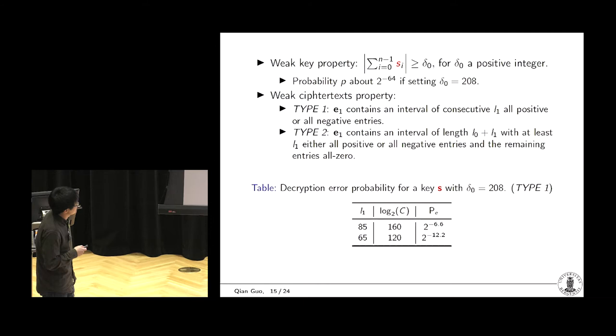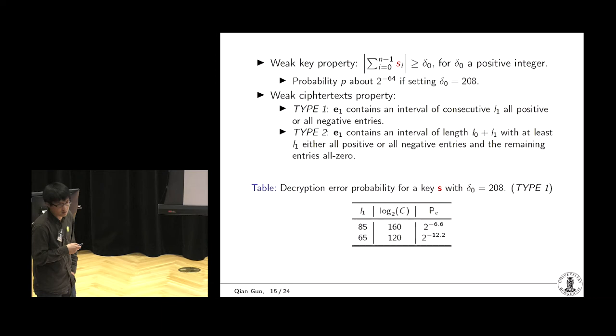So this is a weak key property we choose. We choose that this sum is larger than delta 0. Delta 0 is a positive integer. If we choose delta 0 to be 208, then the probability is about 2^-64. So this is a weak key probability.